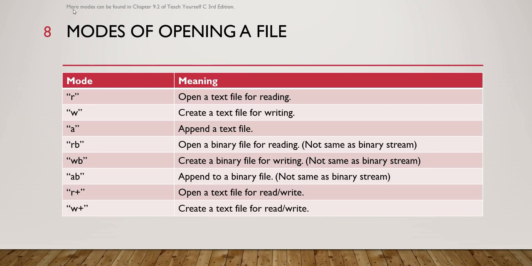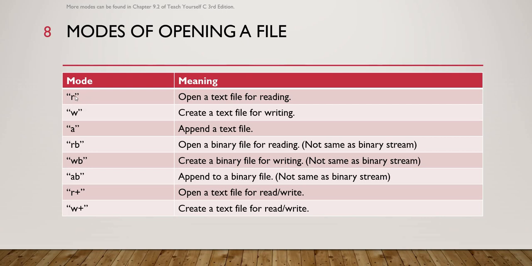So you can see more modes and how they work in chapter 9.2 of Teach Yourself C, 3rd edition. This is the book that I followed, and as you can see, the name of the book and the detail is given at the very top as a header. So the modes are r, w, a, rb, wb, ab, r+, and w+. What does each of these modes do?